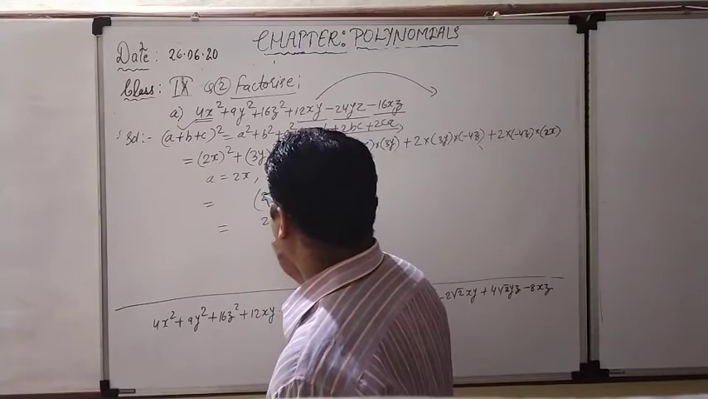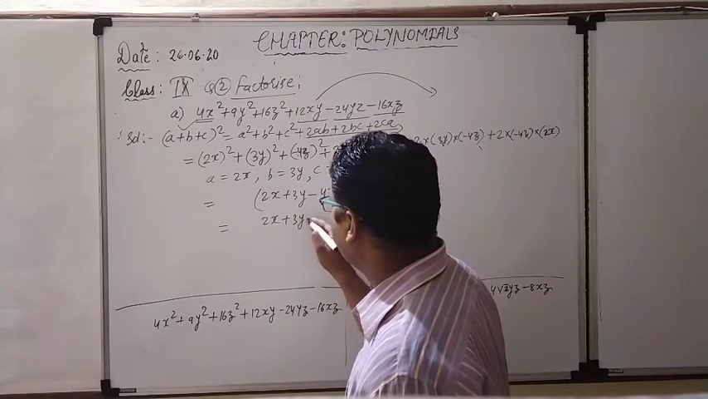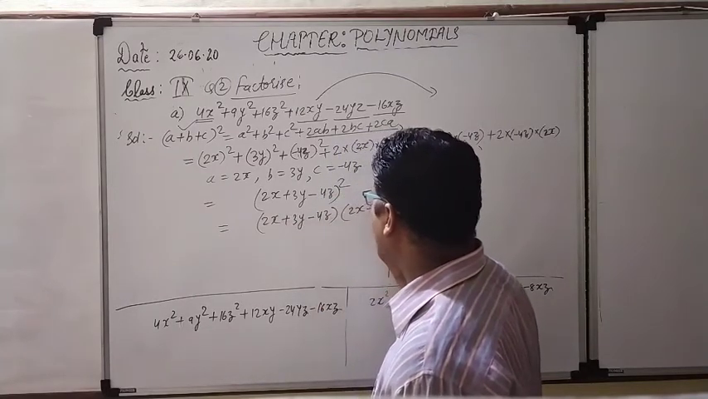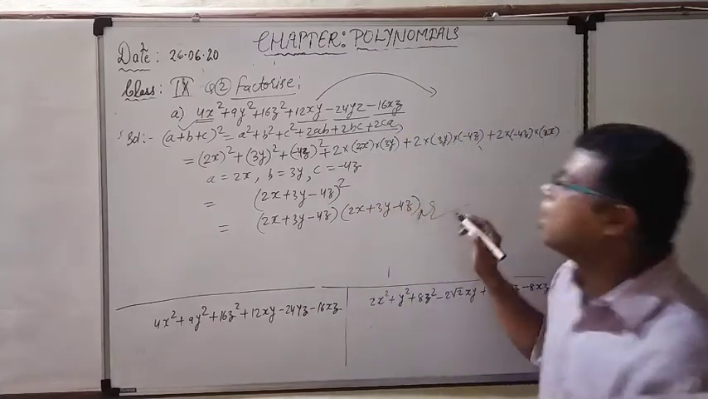And what is the factorized form? Because it is in the square format, you can write it two times: 2x plus 3y minus 4z one time, and again in another bracket repeat 2x plus 3y minus 4z. So this is the particular answer.